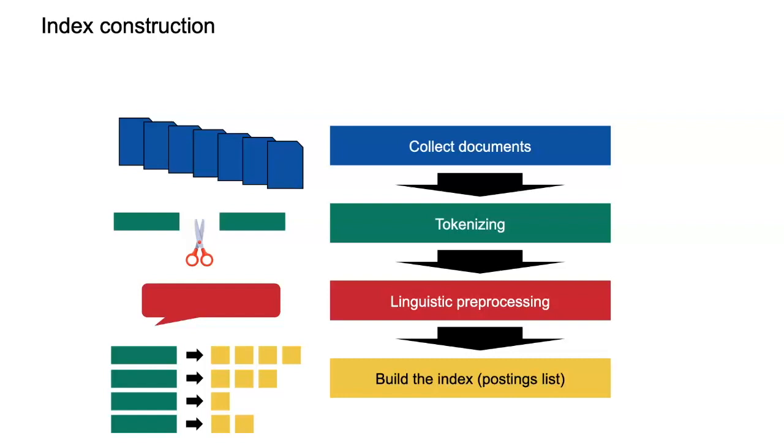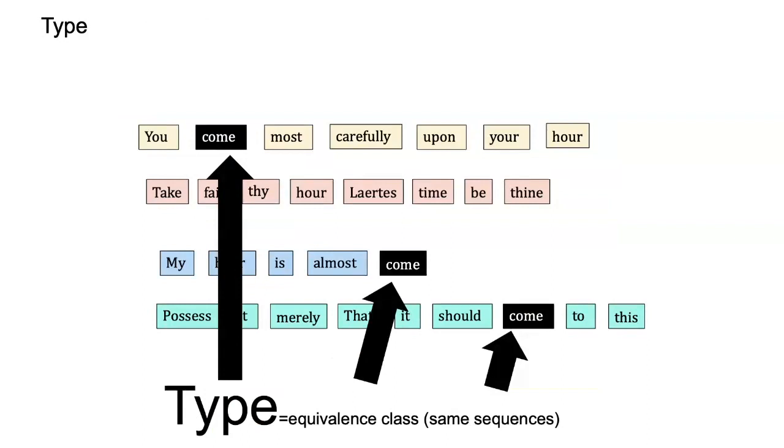All right. So we collect the documents, we tokenize, we do some linguistic preprocessing, and then we build the index finally. We saw that when we do this, there is something that we like to do a lot in these systems, is that instead of considering the original way that the terms appear in the original documents, these would be called tokens.